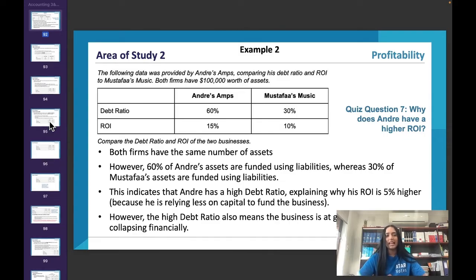So basically that means Andre is relying way more on debt and liabilities, which means that if the business doesn't do well in a period, or it doesn't earn as much cash as what was expected, or for whatever reason it loses a lot of customers, it's not going to have enough cash to pay off those debts. So not being able to pay off debts might result in the business going bankrupt and collapsing financially.